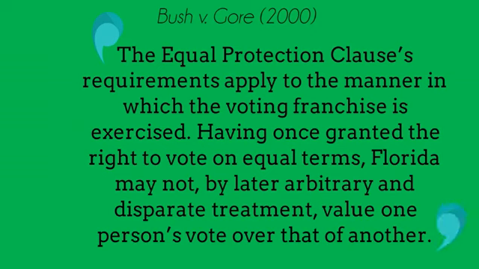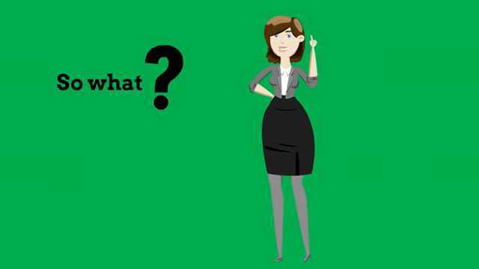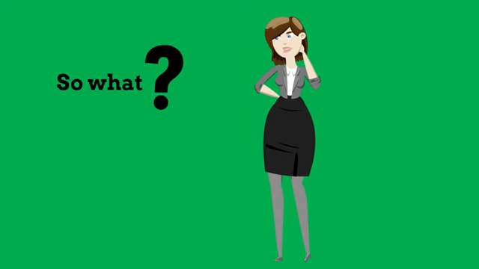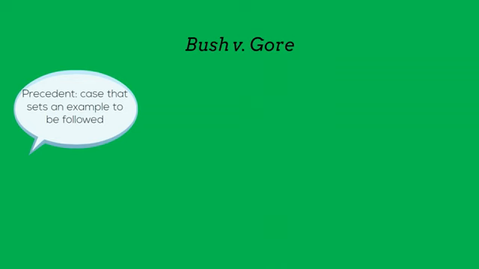So what does this mean here, and how does it impact society? Well, the judicial opinion in Bush v. Gore set a precedent for similar cases to follow. Election rules are made by each state, and states have many different ways of counting votes.